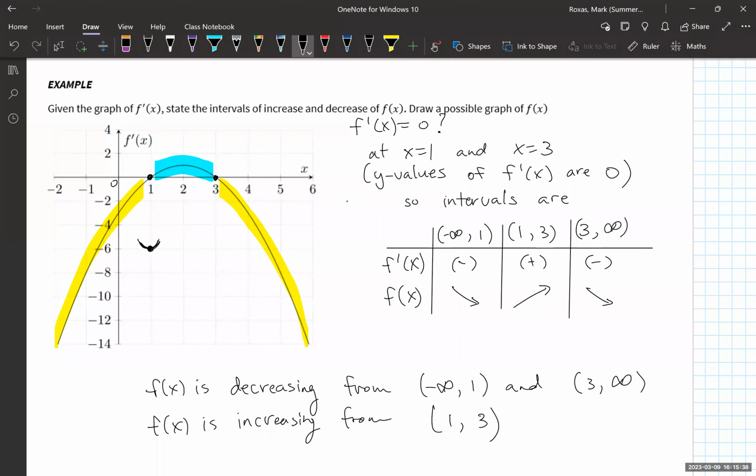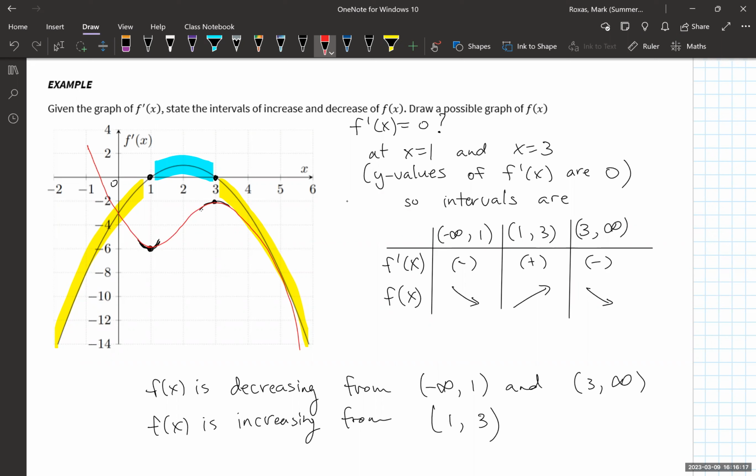Okay, it goes from decreasing to increasing. And then at 3, I could have another turning point that goes from increasing to decreasing. Okay, something like that. And here's a possible function, a cubic polynomial. Okay, so something like that perhaps could be what we're looking for. You wouldn't know the precise f of x unless you had more information, like a given point or another condition to do that.